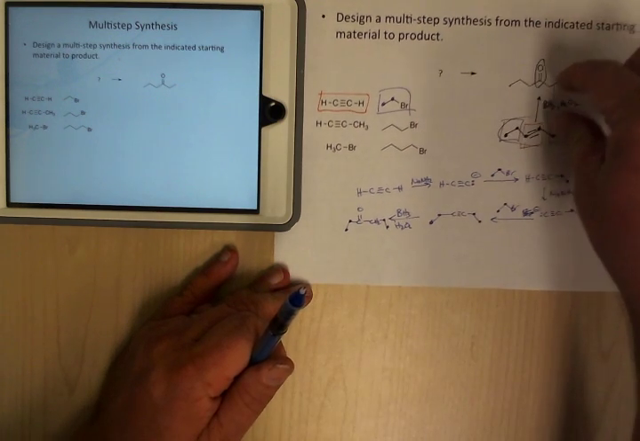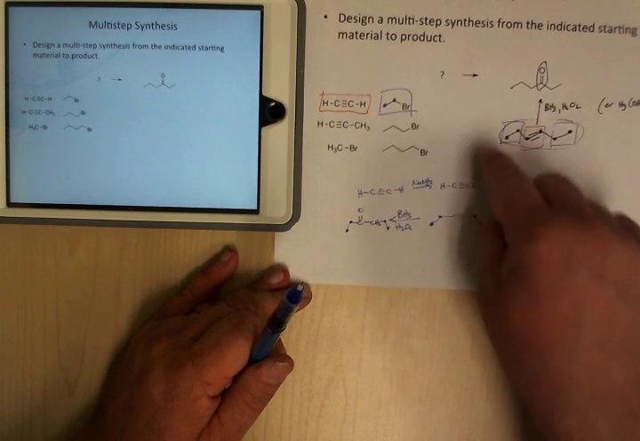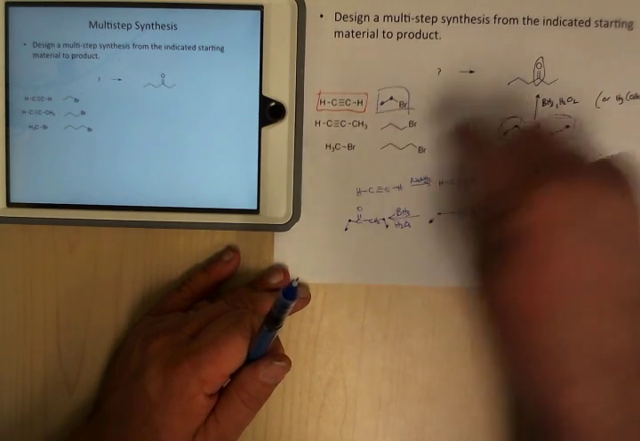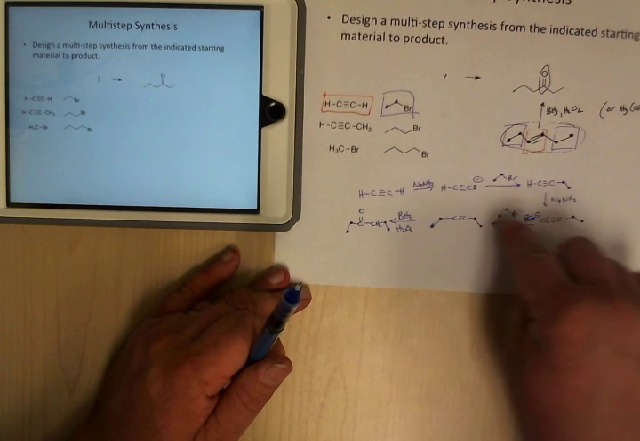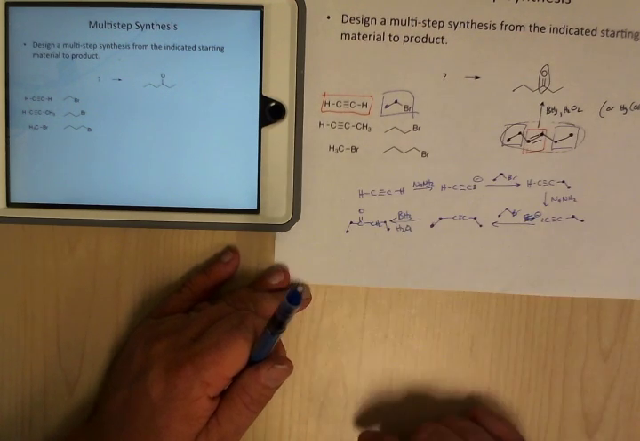Okay, but we need to know what that last step is, so that we know what the carbon pieces we need to get to look like to do that last step. Okay, so do this, and then start building up to that, and then do your last step.